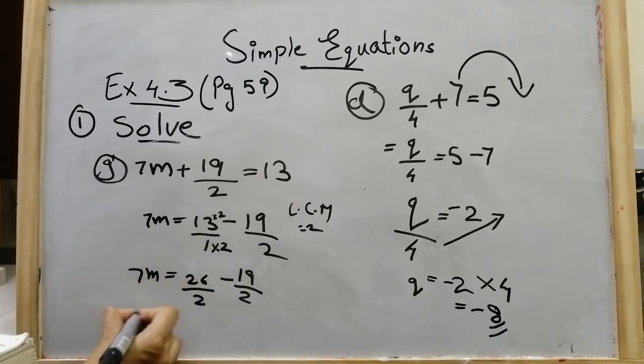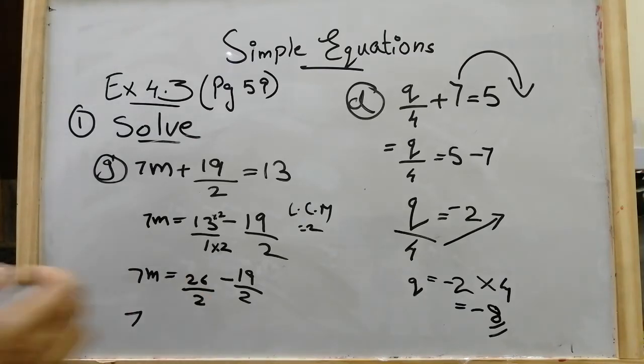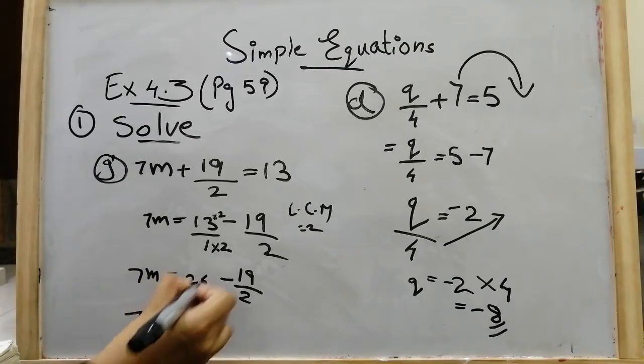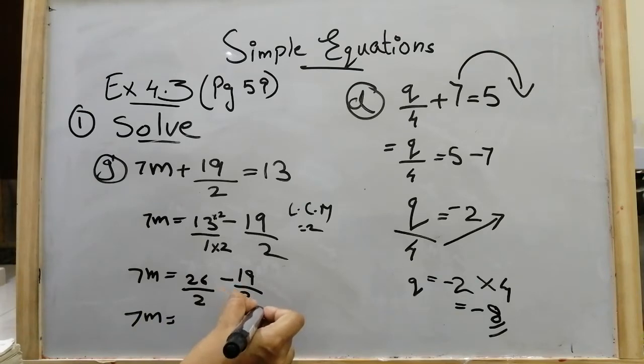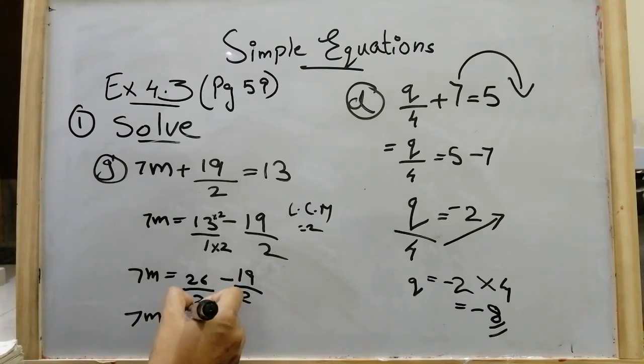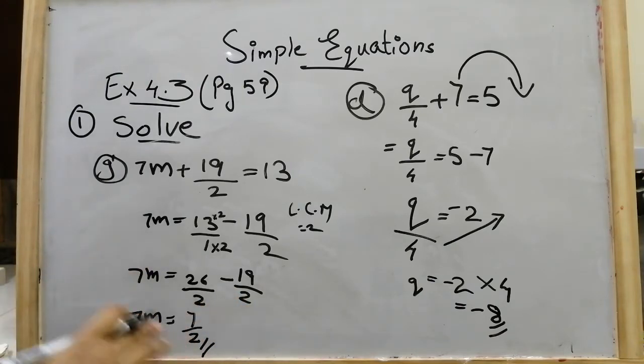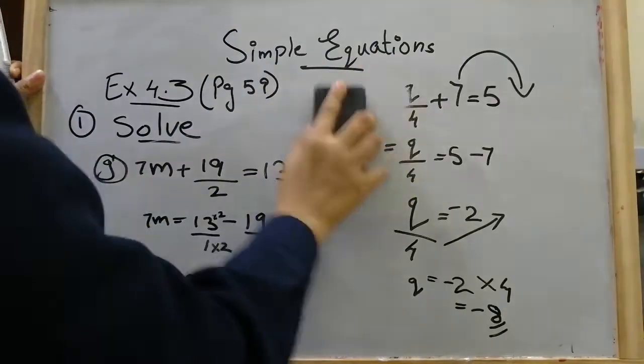Okay, now 7m is equal to 26 minus 19 by 2. Okay, 7 by 2, right? This is not your final answer because there is a 7 over here. Now let me continue. I'll wrap that side.